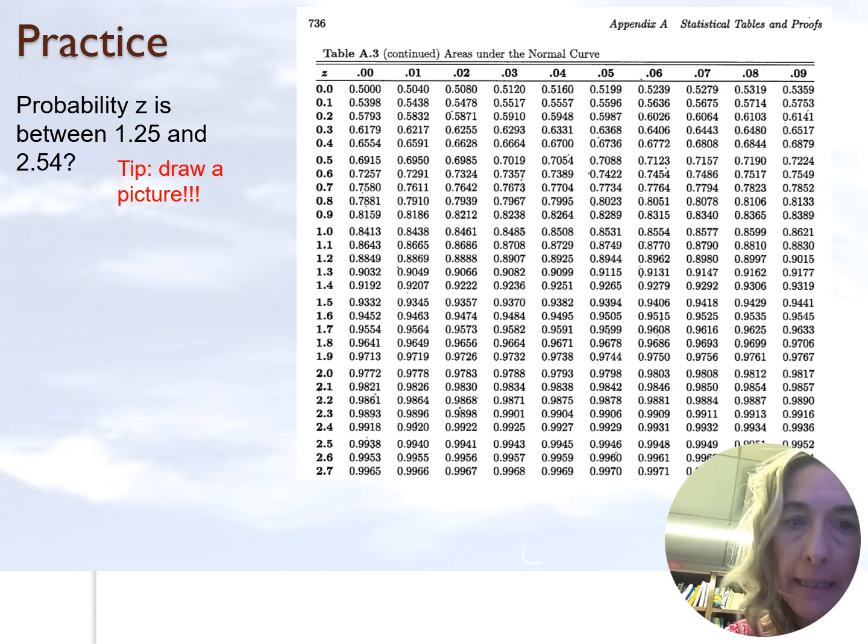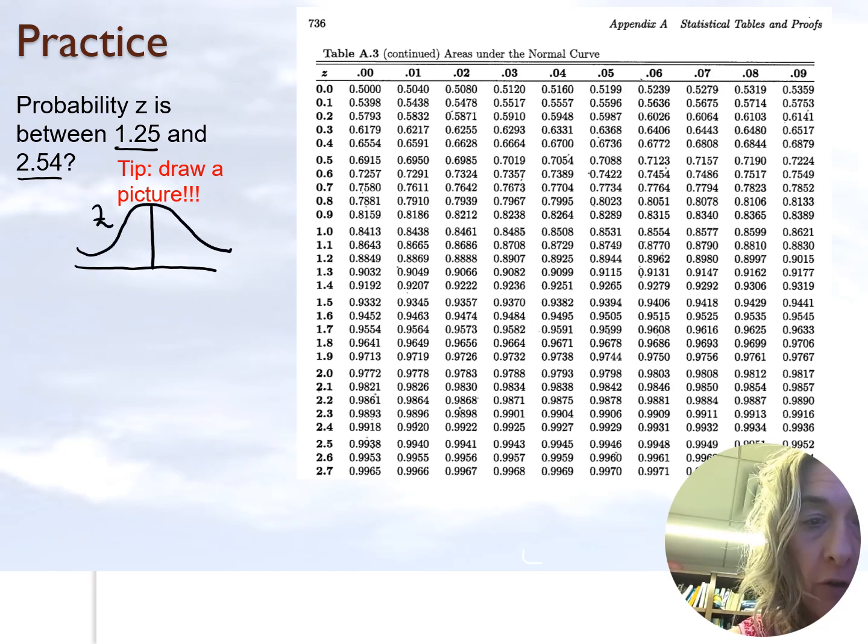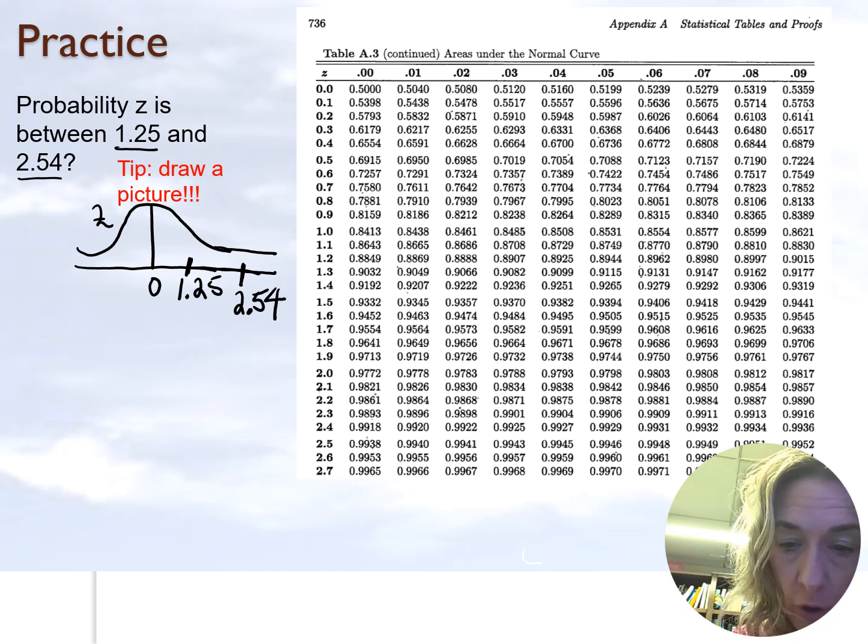Let's do one additional example, which is something that you will likely be asked to do frequently, is to determine the probability that z is between two numbers. For example, in this case, we're being asked to determine the probability that z is between 1.25 and 2.54. With this type of problem, I always start by drawing a picture. It's very helpful. So z curve, mean of 0. We're being asked to determine that z, which sits along the x-axis, is between 1.25 and 2.54. So it's actually the area that's shaded in yellow under the curve.